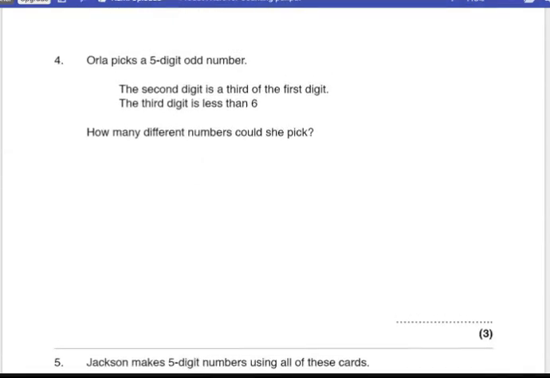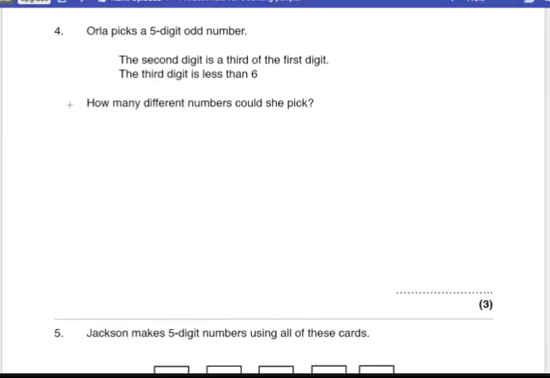Here is the next one. Could the answer be 7,500? Let's see. So it's number 4, yeah? Let's analyze it.